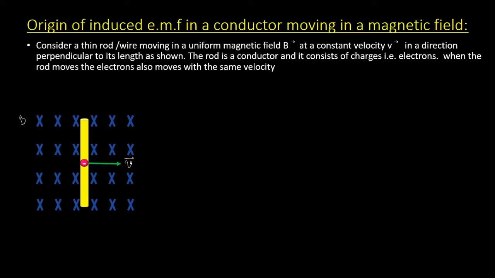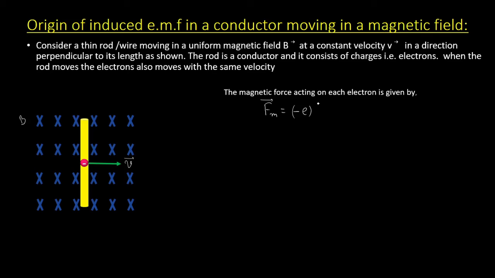Now we know that if a charge moves in a magnetic field, it will experience a magnetic force. Therefore, how do we write the magnetic force? Magnetic force Fm is given by charge into V cross B. Here we are taking the electron, therefore the charge of the electron is minus e. So I can write Fm as minus e into V cross B.